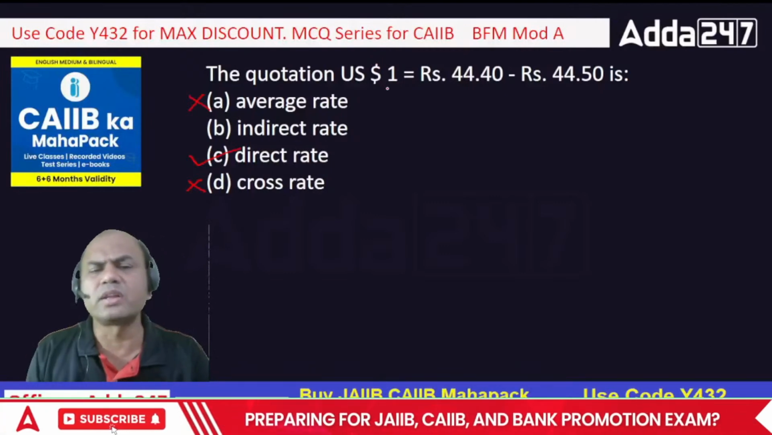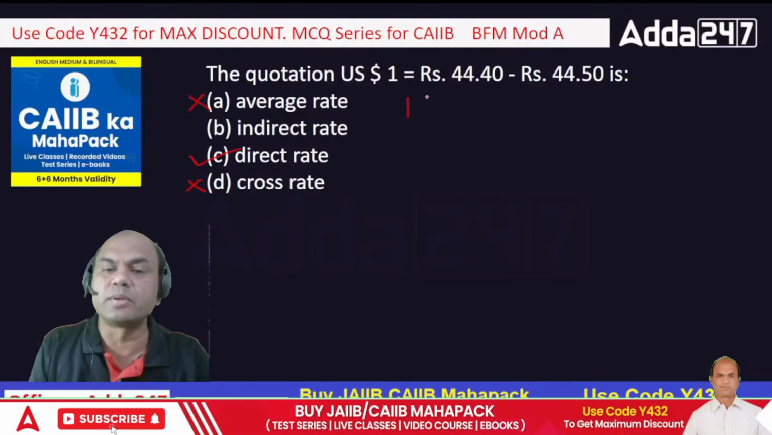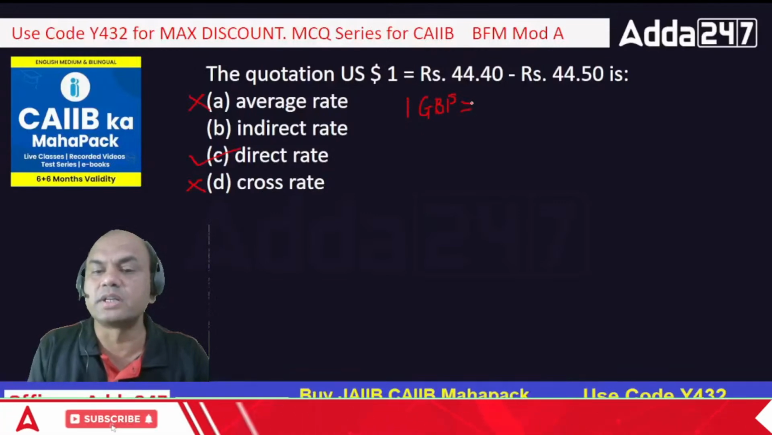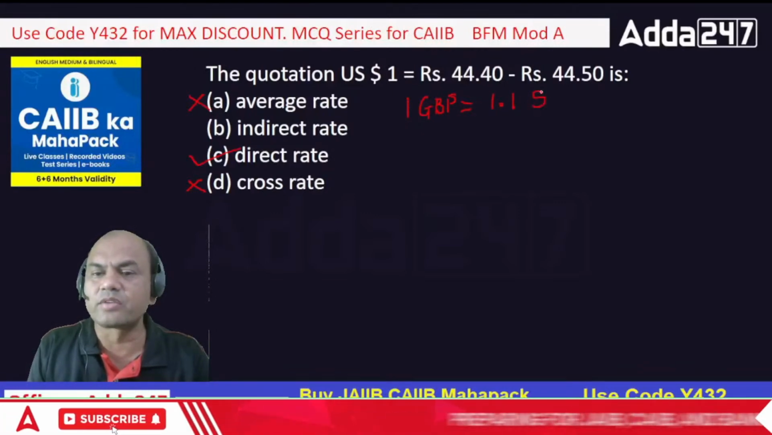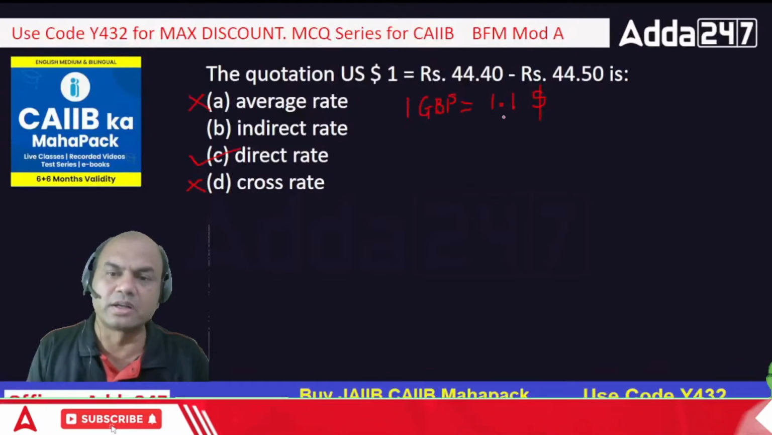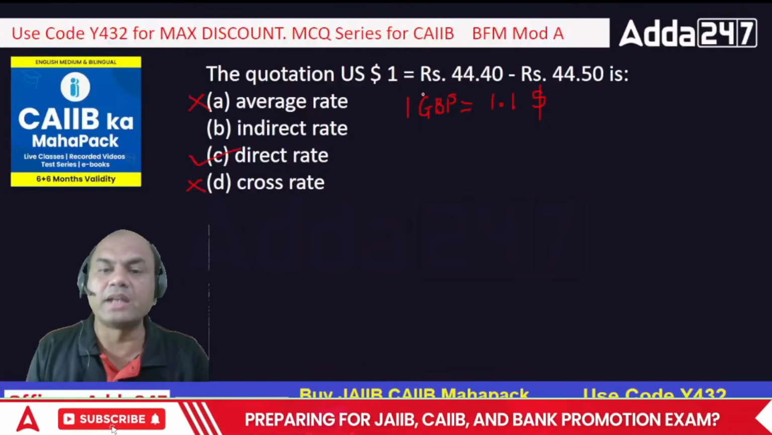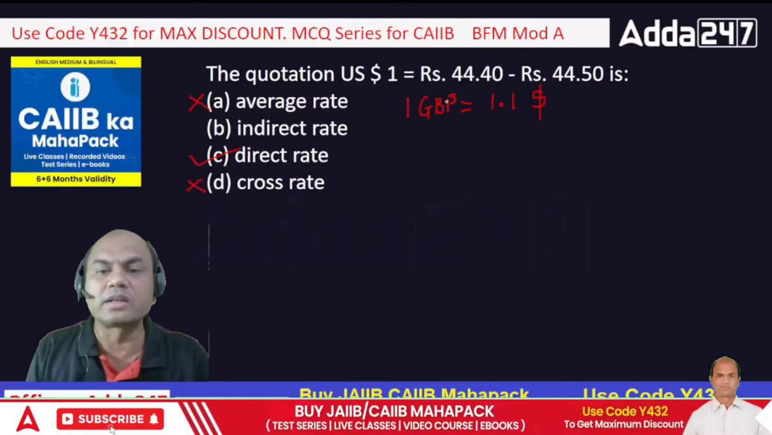Then what is the indirect rate? I'll give you a simple example. 1 GBP equals, let's say, $1.1. Now it's lessened. Earlier it was 1.5. Now it is 1.1. It has even come down to 1 also. It will go down. So here the dollar is fluctuating and GBP is constant. You will say, how do I know whether this is fluctuating?